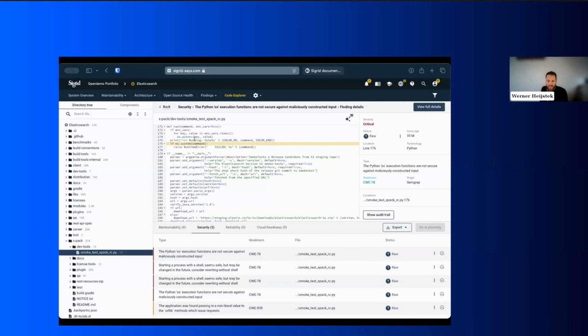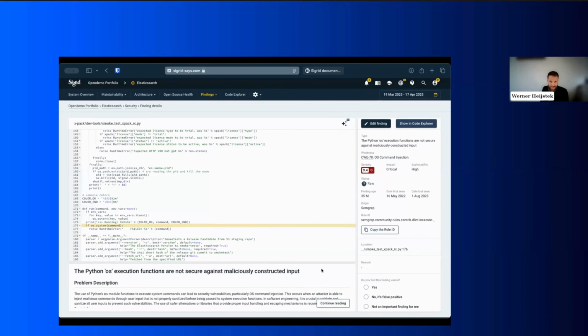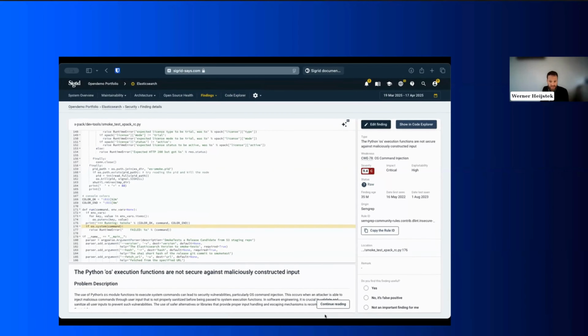Well, I find this a bit complex. Actually, I really don't understand it. So I need more explanation. I just jumped into this particular security vulnerability. Again, I still find it a little bit hard. There's an explanation here of what it really is.